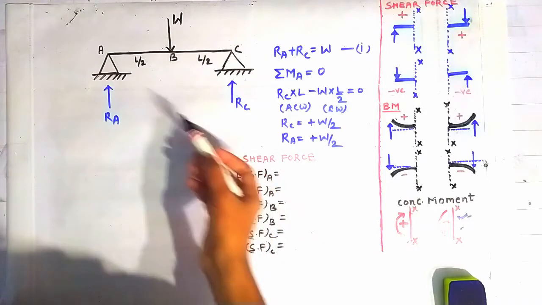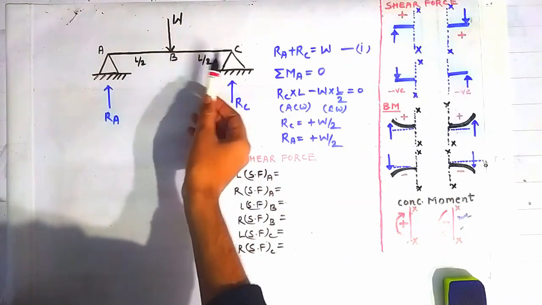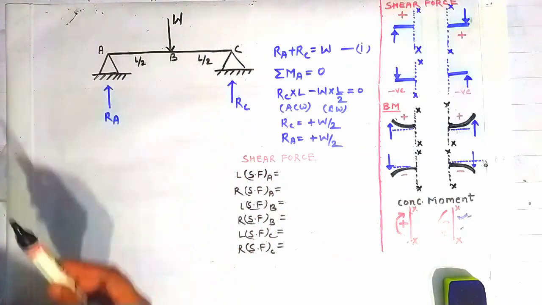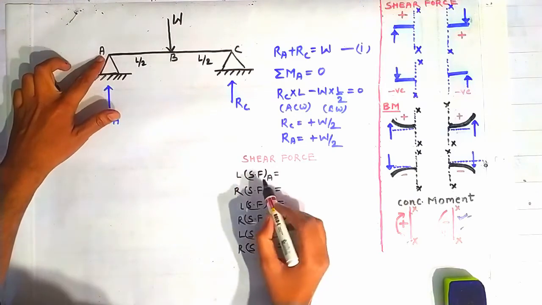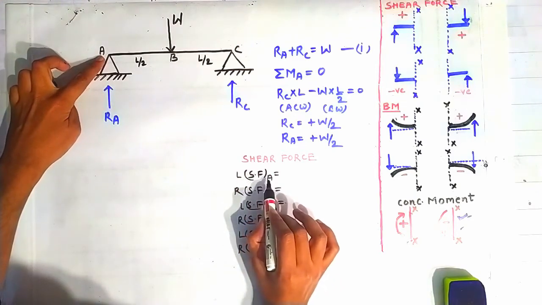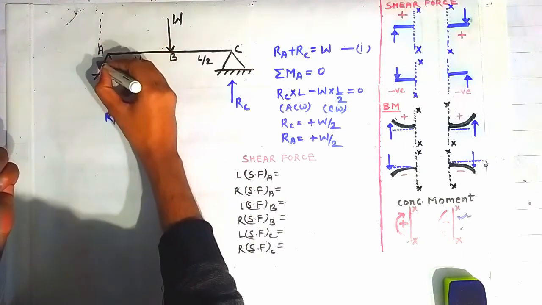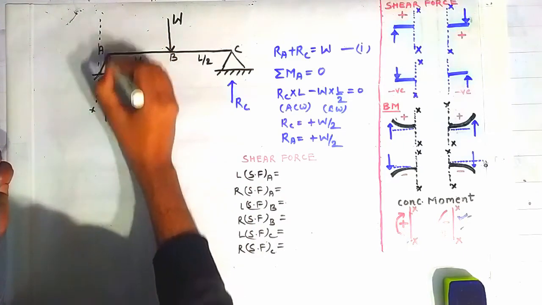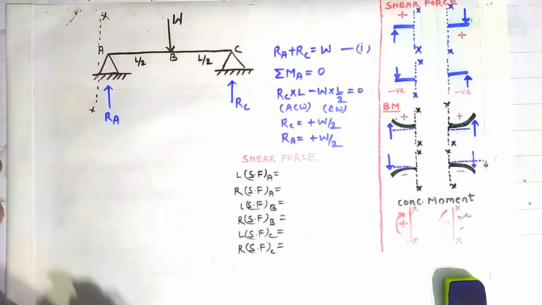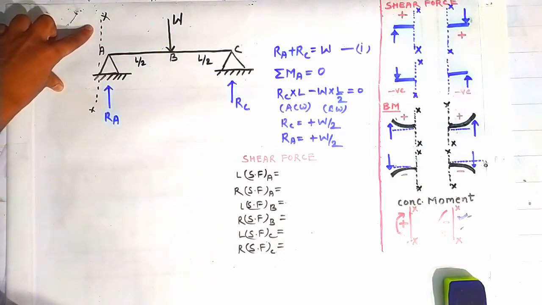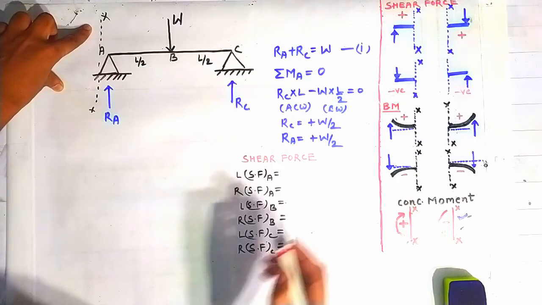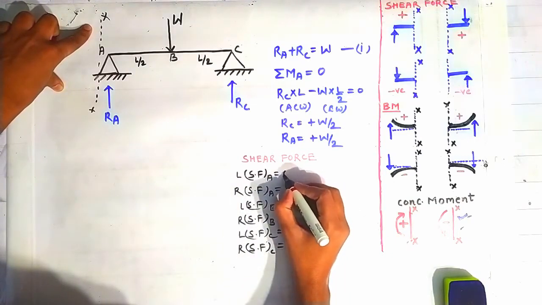we will calculate the shear force at the points A, B and C on the left side and on the right side. So the shear force on the left side of the point A can be found out by constructing a section here on the left side of the point A and looking for the various forces acting on the left side of this section. You can see that there is no force acting on the left side of this section. That's why the shear force on the left side of the point A is 0.